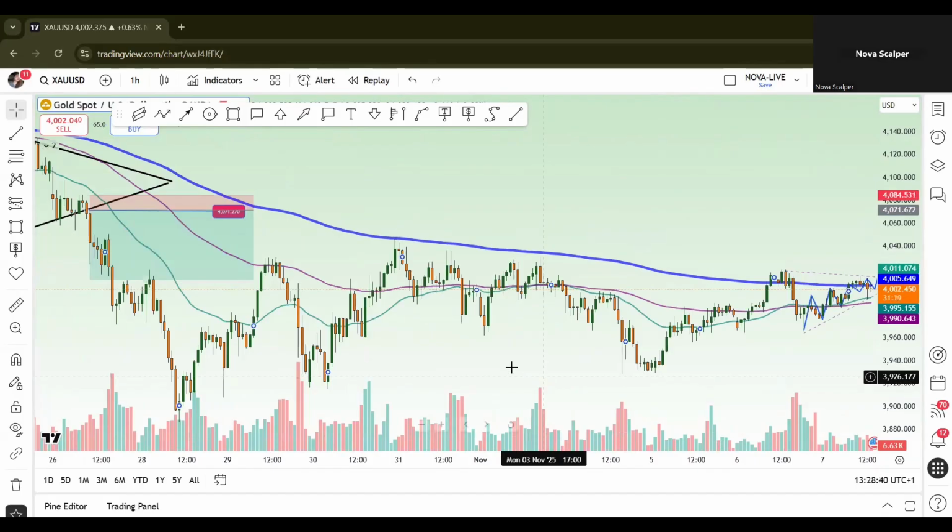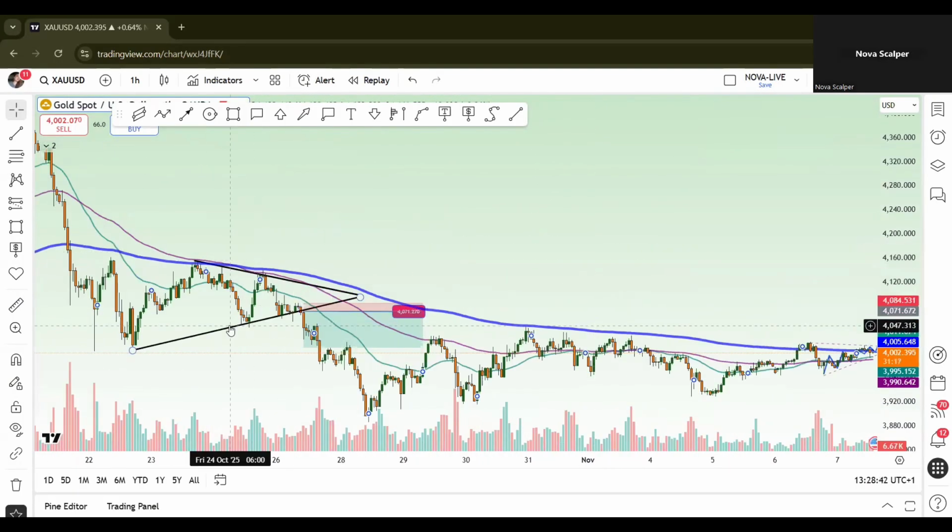So that is the example. And this triangle pattern is the common one. I always see this pattern in my analysis.